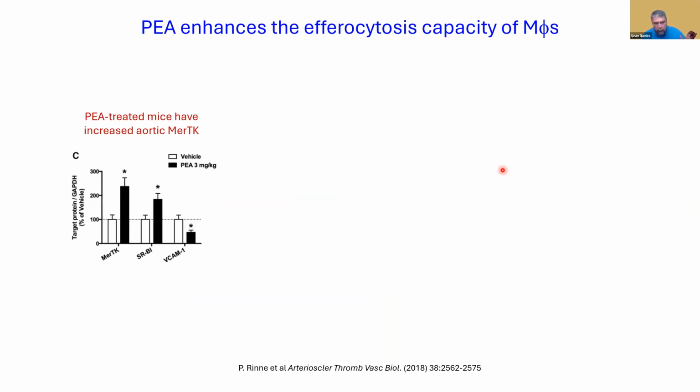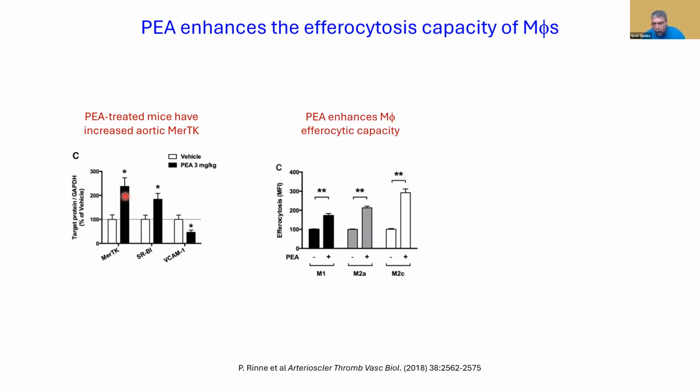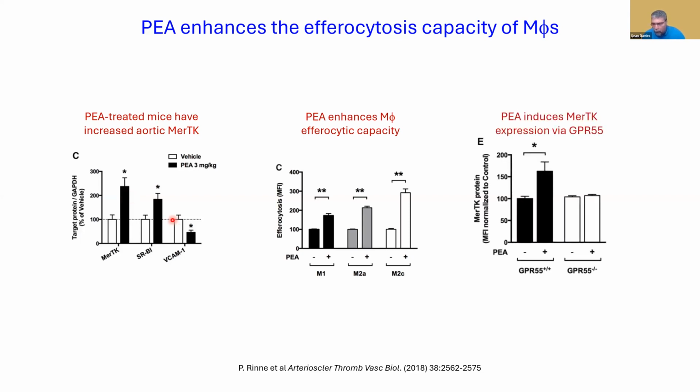So they proposed that the PEA was actually enhancing efferocytosis, and looking for evidence of that when they look at the aortas of these mice that were treated, they could see significant increases in the level of a very important efferocytosis receptor, MERTK, which helps macrophages recognize apoptotic cells. When they took bone marrow derived macrophages and they polarized them to the various M1, M2 like phenotypes, and then gave them PEA, all of these classes of macrophages had an increased capacity to do efferocytosis. And in part, this was because the PEA increased the expression of MERTK, and this was in a GPR55 dependent manner because GPR55 knockout macrophages were not able to increase their expression.